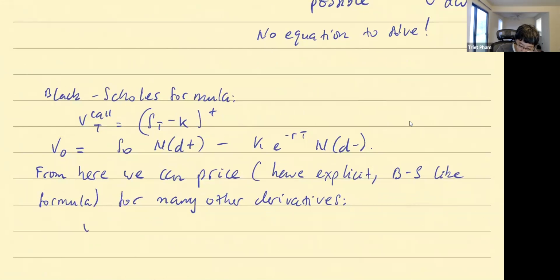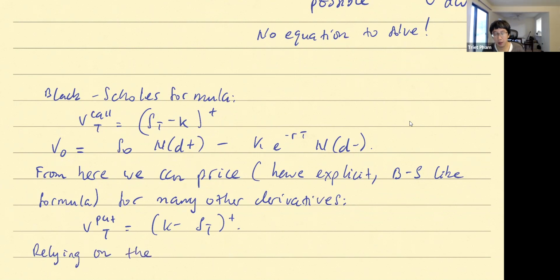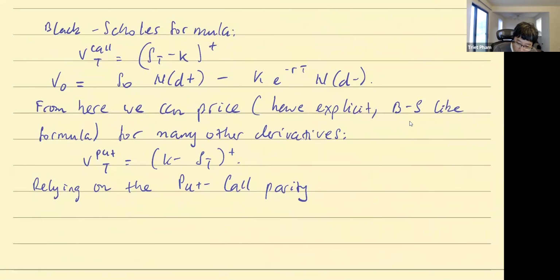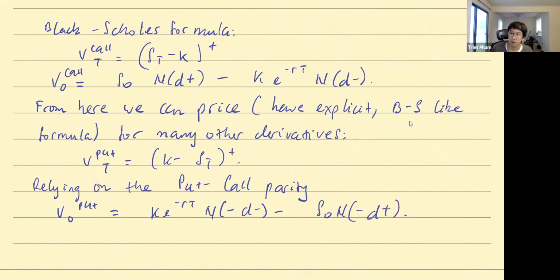So the put, which is what we looked at from the quiz, relying on put-call parity, what we concluded was that V0 put, and let me call this V0 call, is K e to the minus rT N(minus d minus) minus S0 N(minus d plus).